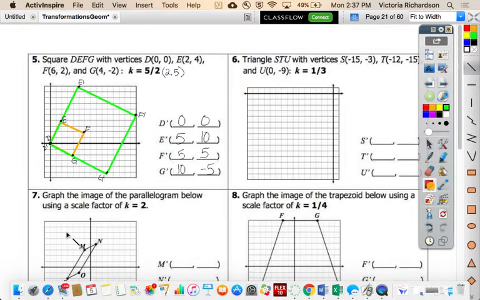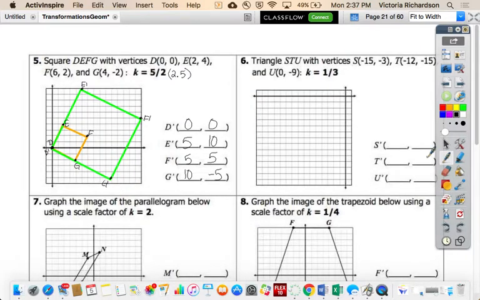And that is my enlargement by 2.5 or 5 halves. When you try number 6 on your own, 1/3, you can change it to 0.3, but it would be a repeating decimal, which makes it difficult. So you're better off, instead of multiplying everything by 1/3, dividing each number by 3, and that will give you something that's easier to deal with.